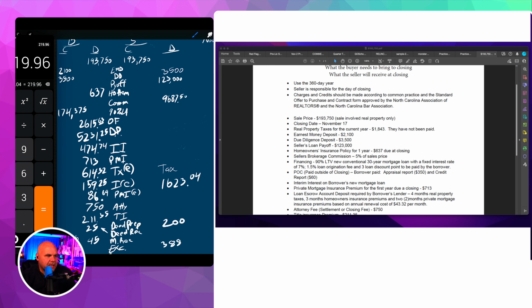Okay, due diligence is counted on both sides. It's a credit to buyer and debit to seller. Loan payoff of the seller of $123,000. I've got that up here. That's a seller debit because we're paying off their existing loan.